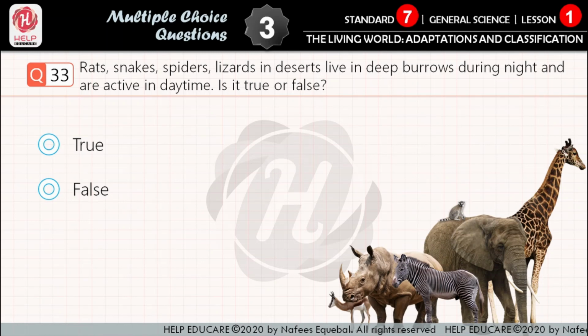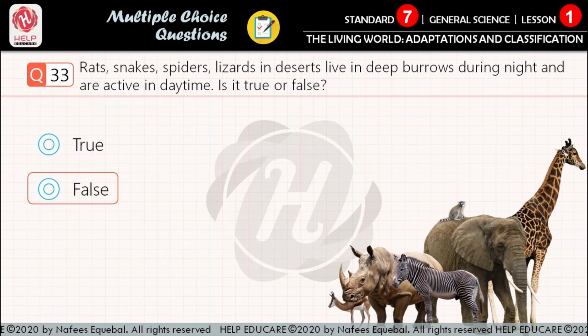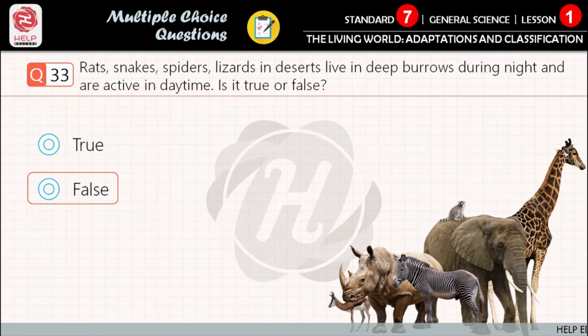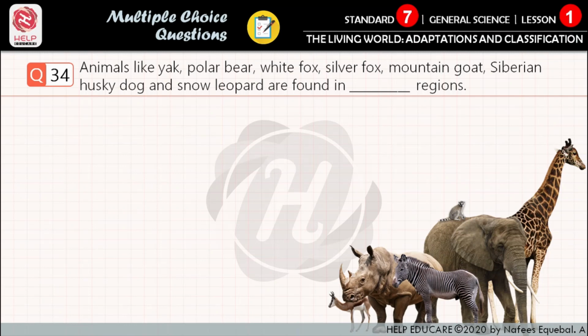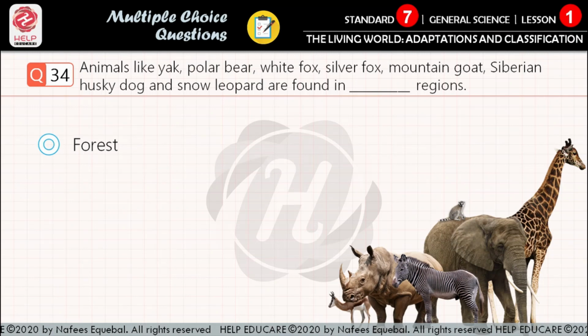Correct answer is false. Question number 34. Animals like yak, polar bear, white fox, silver fox, mountain goat, Siberian husky dog, and snow leopard are found in dash regions. First option, forest. Second option, desert. Third option, snowy. Fourth option, grassland.